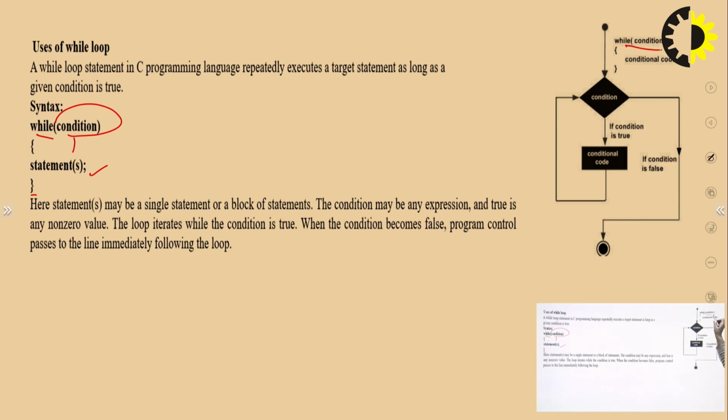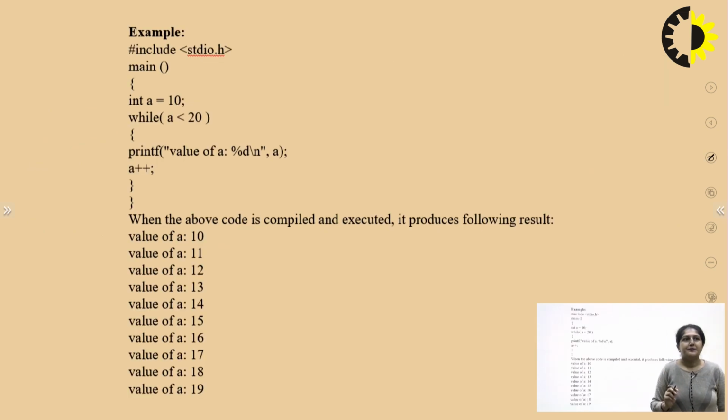We have a while condition loop. If the condition is true, then the loop code will be executed, and if it is false, then it will come out of the loop. It will not go into the loop. So this is the while loop. It will first check the condition. We can understand it with this simple example.